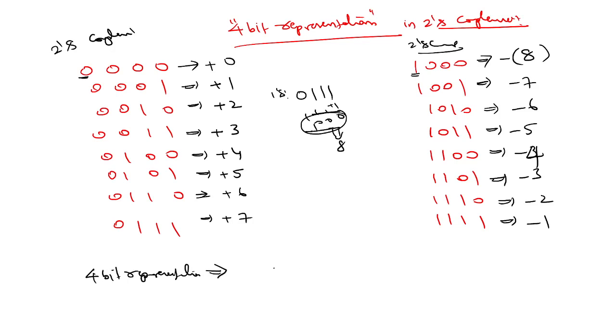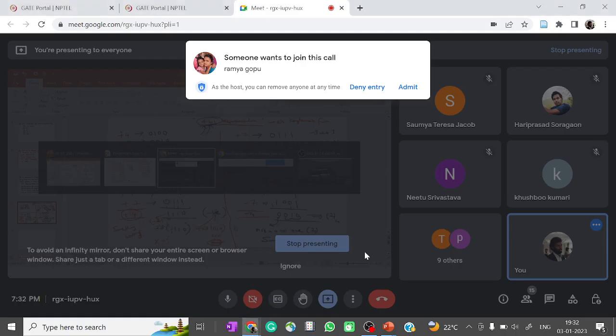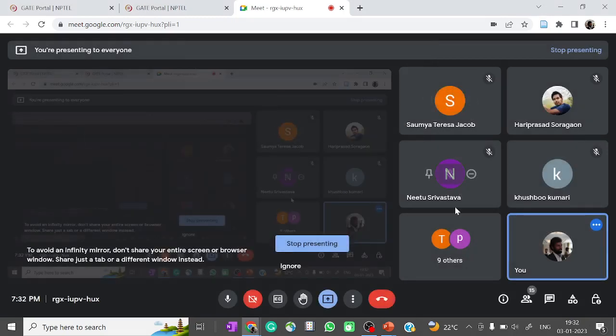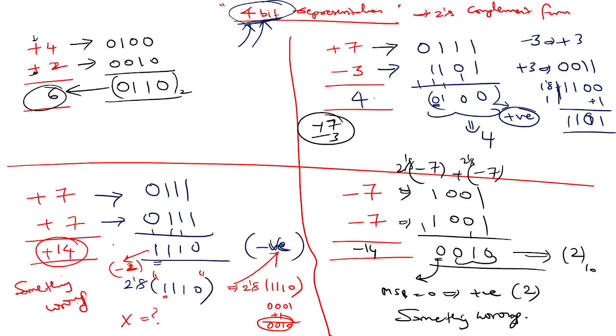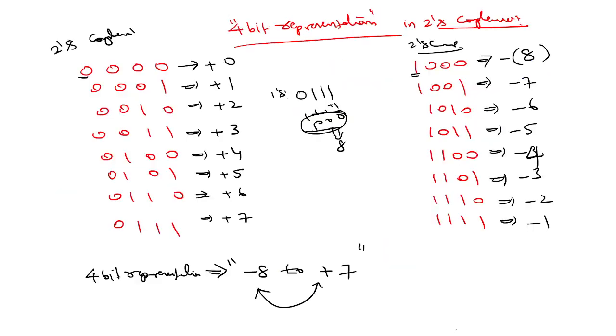So for a 4-bit representation, I can go lowest to -8 and highest to +7. This is the range of numbers I can represent: -8 to +7. But what is the result that I'm expecting here? +14. But what is the result I am expecting here? Minus. That is what I'm saying. Something is wrong.